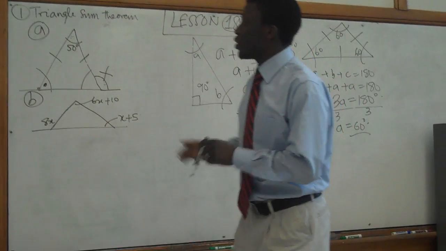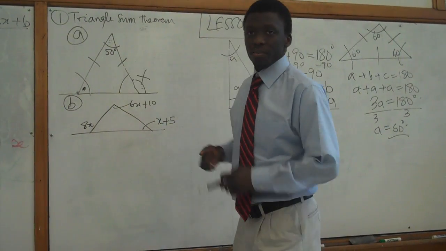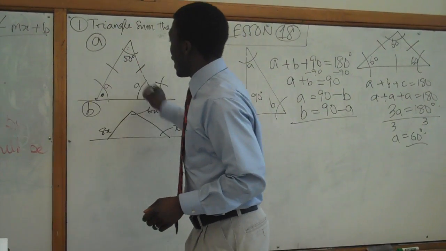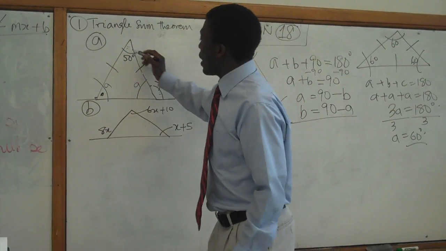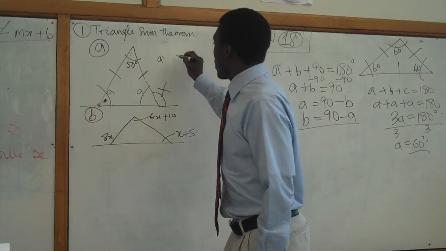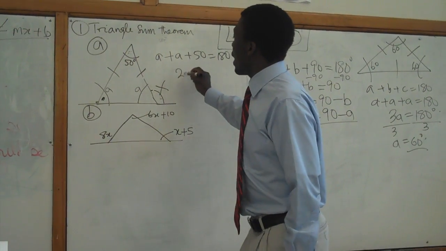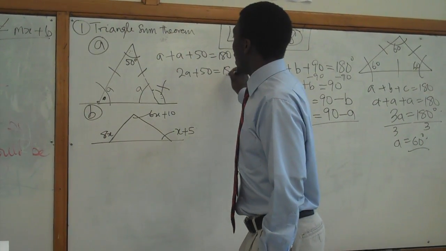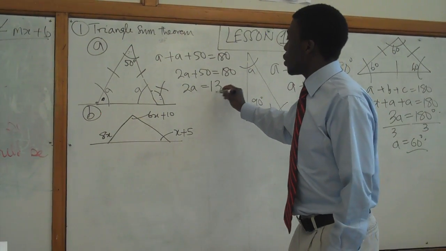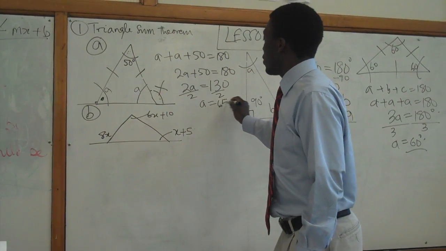The second concept you need to realize is that this plus that is equal to X. Since these two angles are equal, we're just going to label them as A and A. The interior angles have to add up to 180, so A plus A plus 50, which is 2A plus 50, is equal to 180. 2A is equal to 180 minus 50, which is 130. When you divide both sides by 2, A is equal to 65.